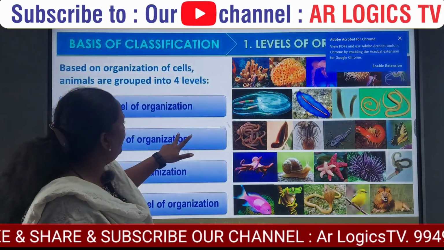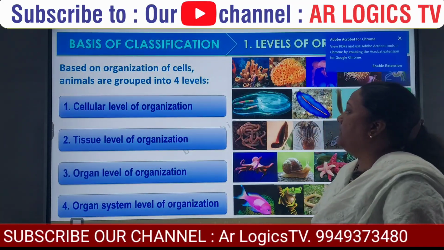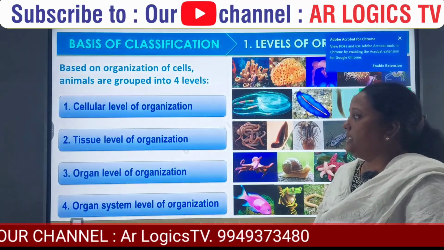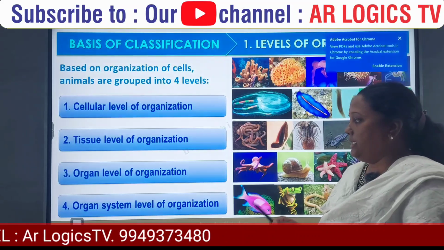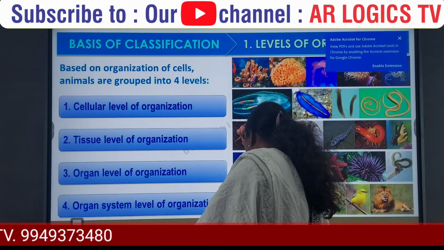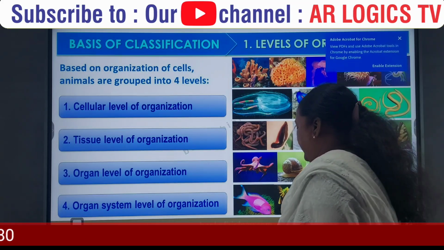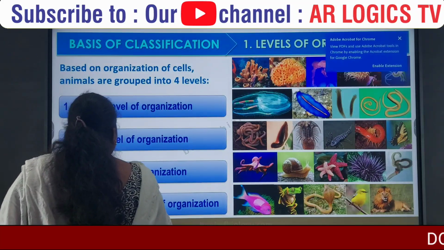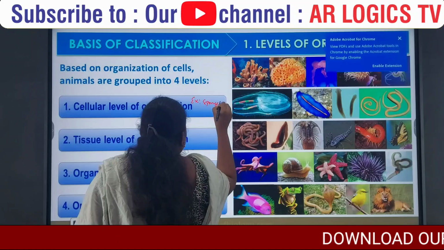Let's see what they are. Based on the organization of cells, animals are grouped into 4 levels. What are they? Cellular level of organization, tissue level of organization, organ level of organization, and organ system level of organization. Where is the cellular level of organization present? It is present in sponges.